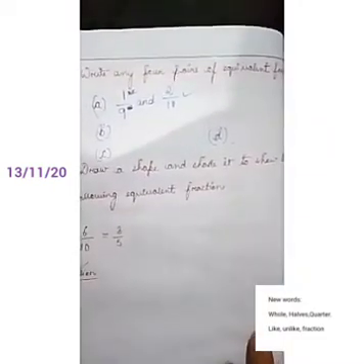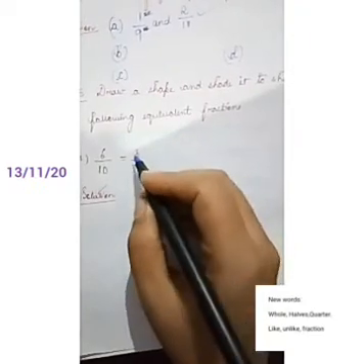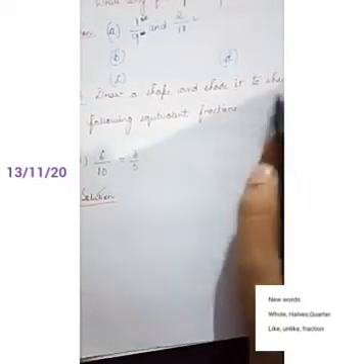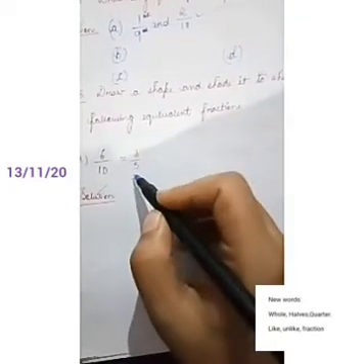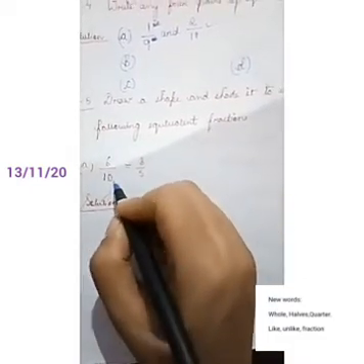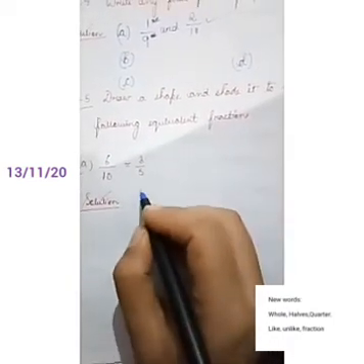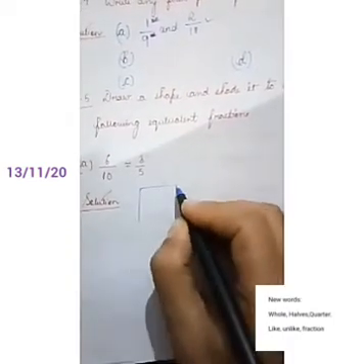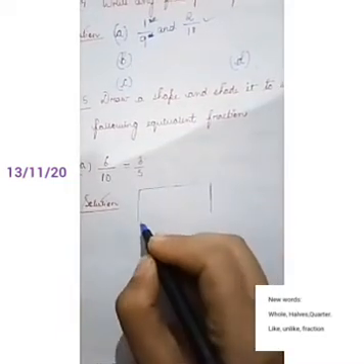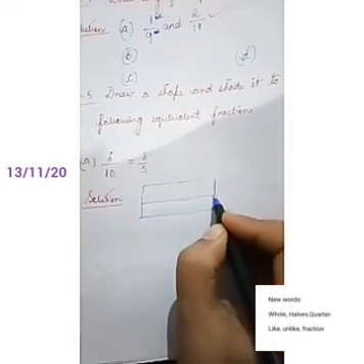Okay. Now, question number 5. Draw a shape and shade it to show the following equivalent fractions. Now you have to draw a shape and shade it to show that the following are equivalent fractions. What will you do here? First is given 6 by 10 and the next is given 3 by 5. Okay, so you can draw a rectangular bar divided into how many equal parts?